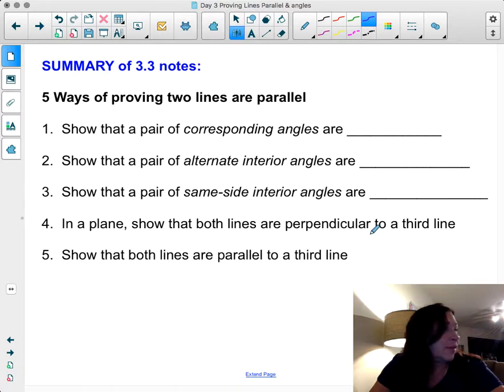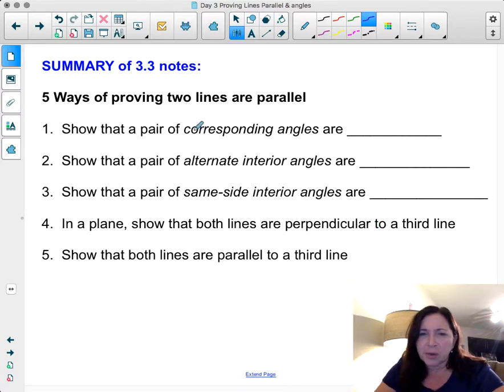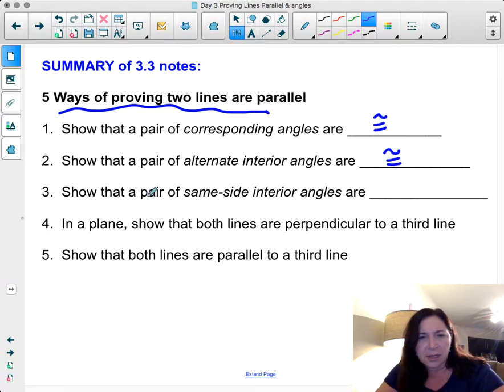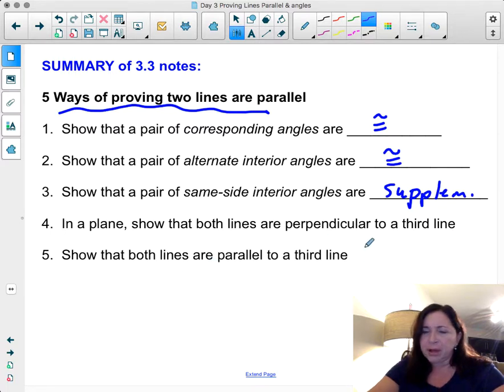So again, the 5 ways to prove two lines are parallel are to show that a pair of corresponding angles are congruent, alternate interior angles are congruent, show that a pair of same side interior angles are supplementary, or in a plane, show that both lines are perpendicular to a third line, or show that both lines are parallel to a third line.